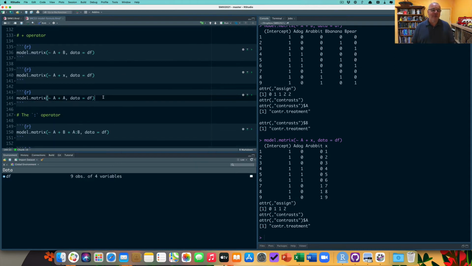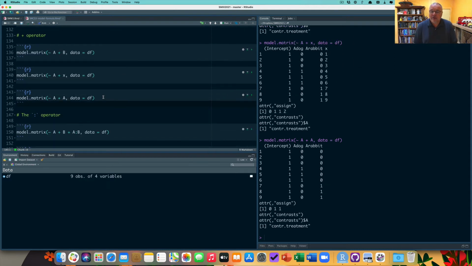What if I do A plus A? It just did it once. It went, I'm not going to do it twice. It can't do it twice. If you think about it, if you did it twice, it's definitely not independent columns. So it just looks at it, takes it into account and says, you can't do that. That's just equivalent, as far as I'm concerned, to tilde A, so I will give you tilde A.